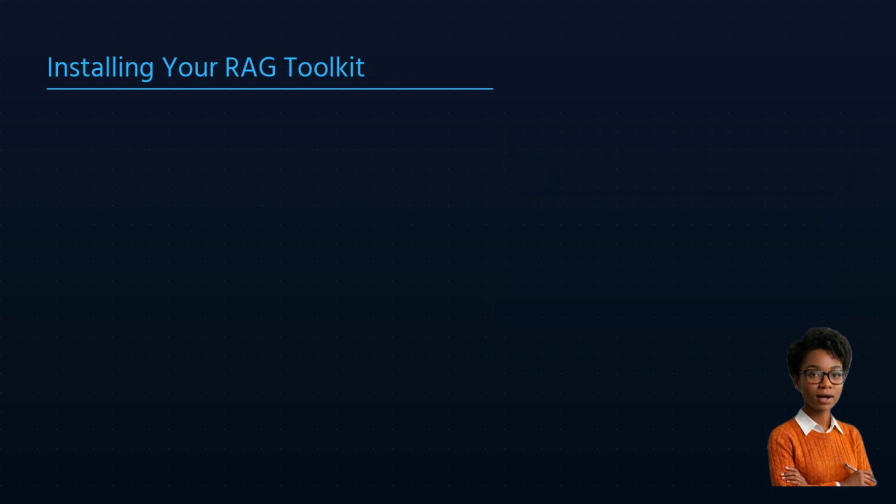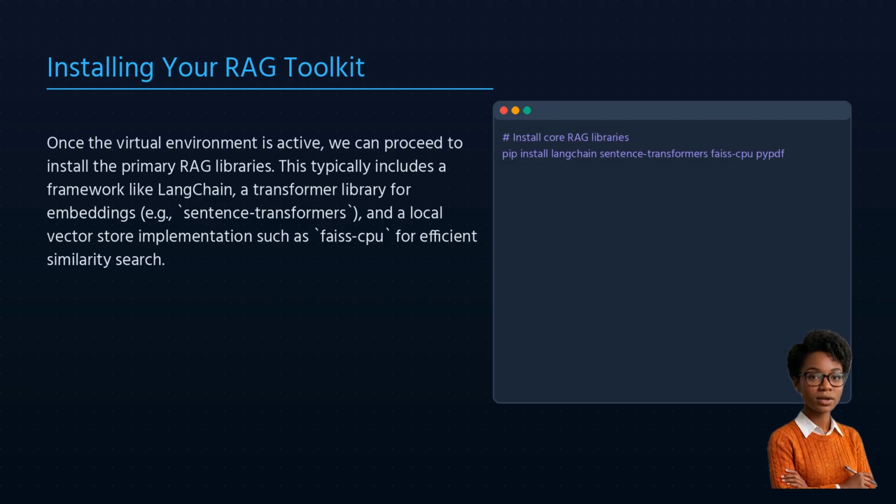With our virtual environment activated, we can now install the necessary packages. We'll start with LangChain, a powerful framework for building LLM applications. Then, sentence-transformers for generating our embeddings, which convert text into numerical representations. And finally, faiss-cpu, a robust library from Facebook AI for efficient similarity search, acting as our local vector store. Remember, you'll need an active internet connection for this step.